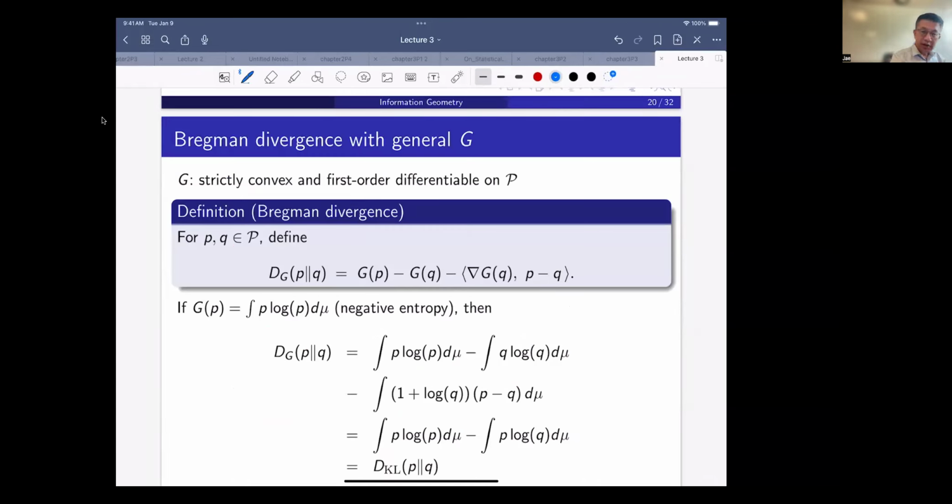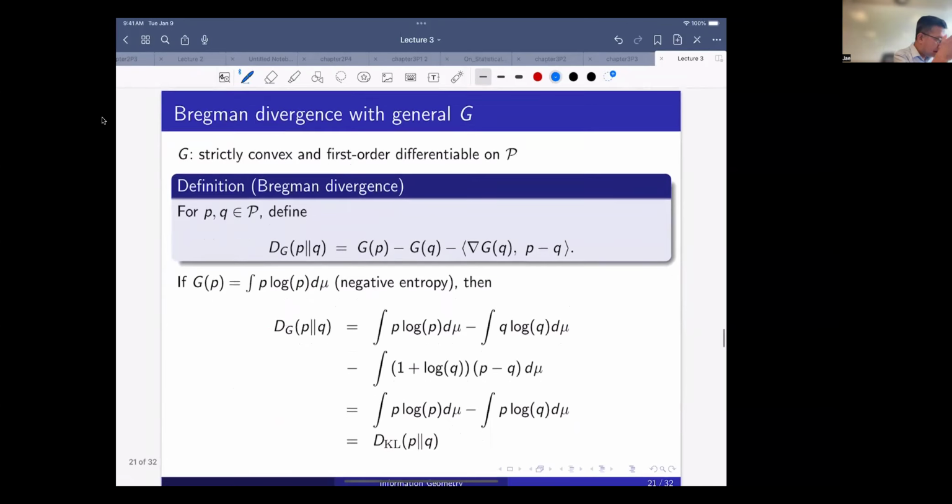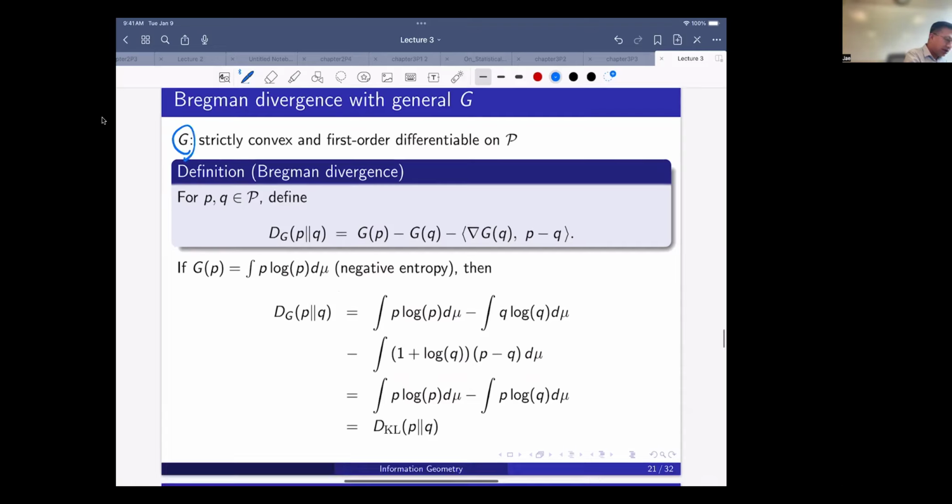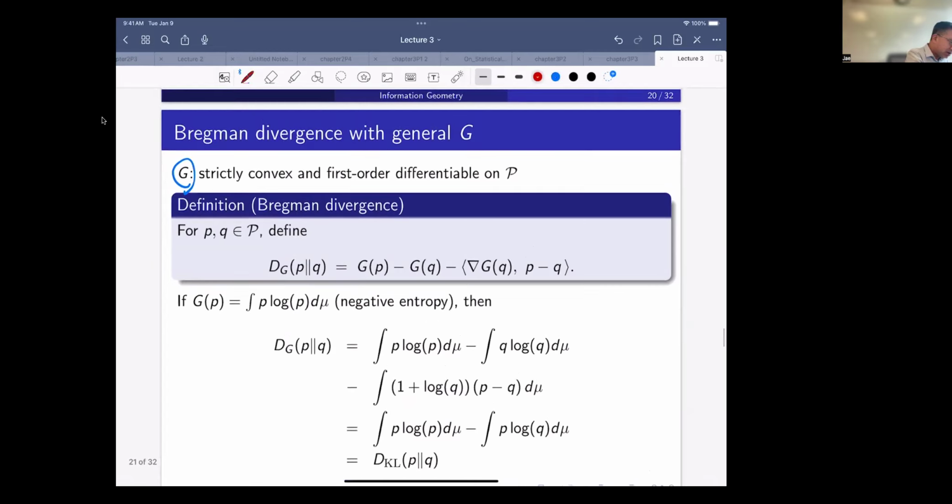Okay, so now we don't really have to use zeta and eta notation here. We can just directly use P and Q as components, and G is a general generator convex function that creates the Bregman divergence. So then the definition of Bregman divergence is now something like this.